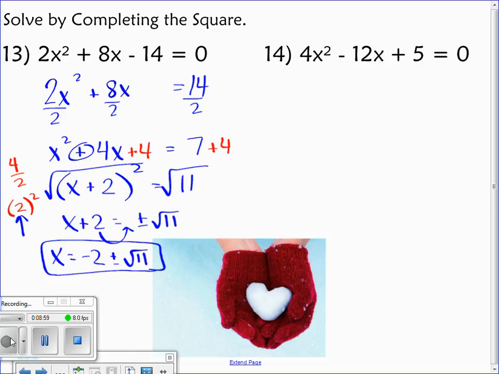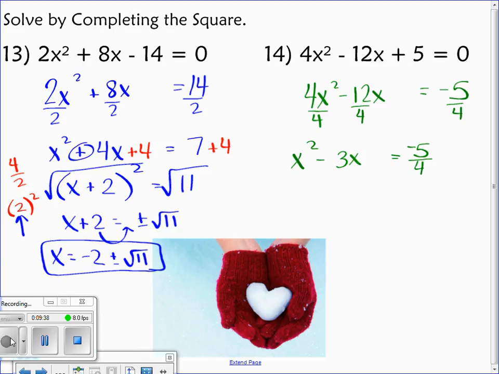What's the first thing we want to do? Subtract the 5. 4x squared minus 12x equals negative 5. Okay, then what? Divide by 4. So we get x squared minus 3x equals negative 5 over what? 4. Yeah, so dividing by 4, it doesn't divide nice. Just leave it as a fraction, okay?